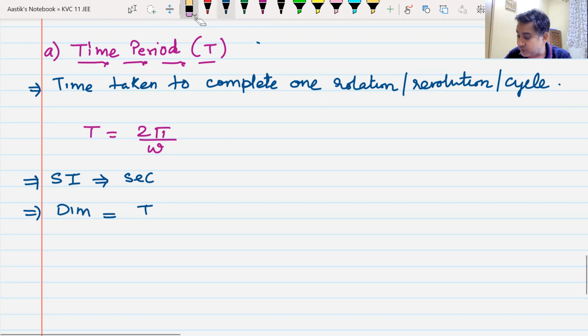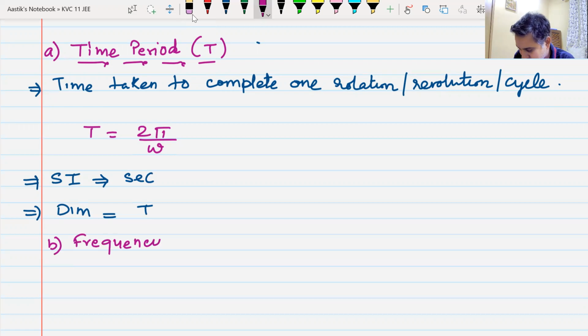Now, as soon as we come across time period, the second cousin brother of this time period comes. And the cousin brother of this time period is known as frequency. It is normally denoted by small f, not capital F. Now, what is this frequency, my dear friends? Tell me the definition.